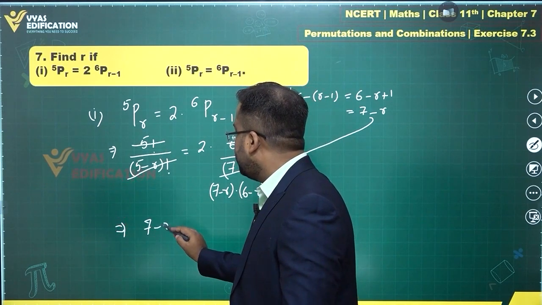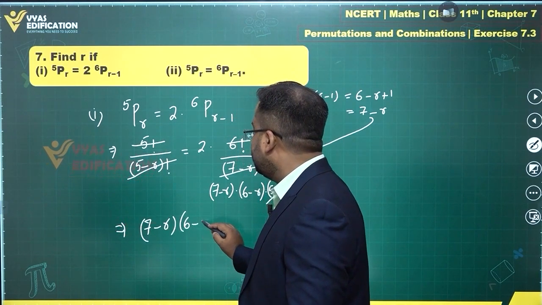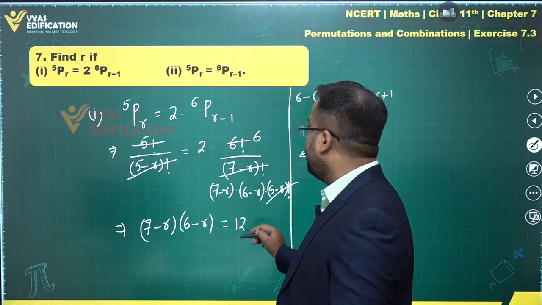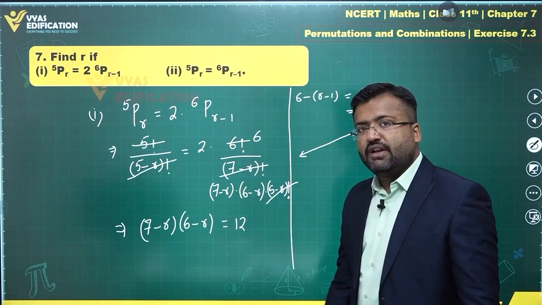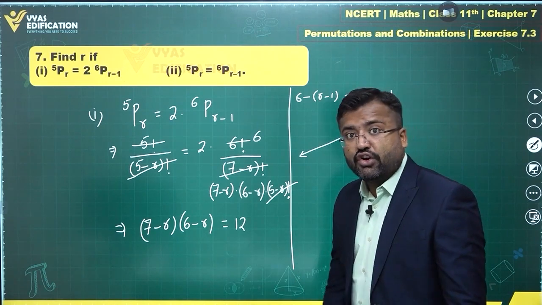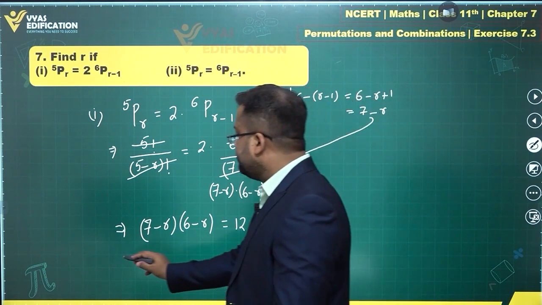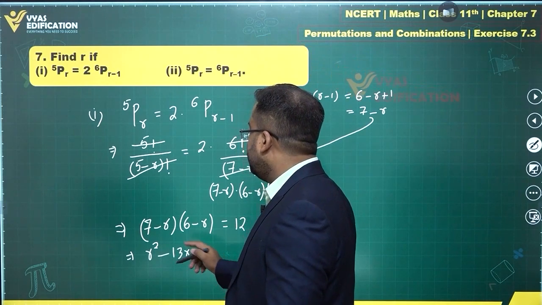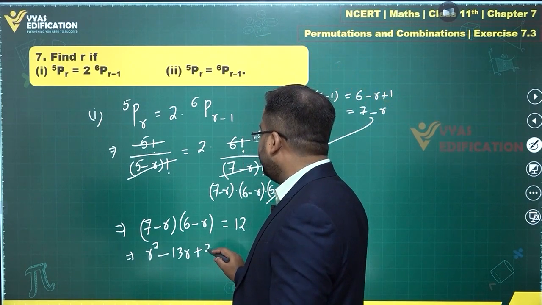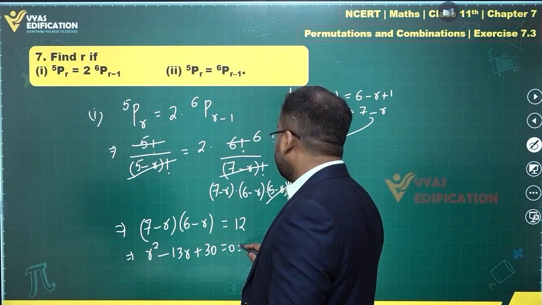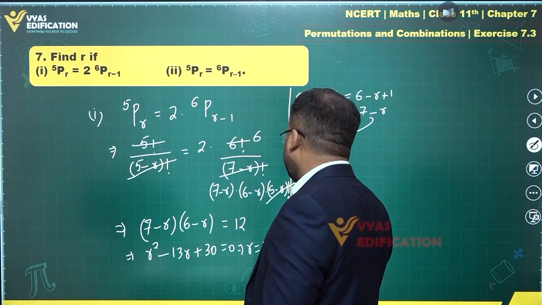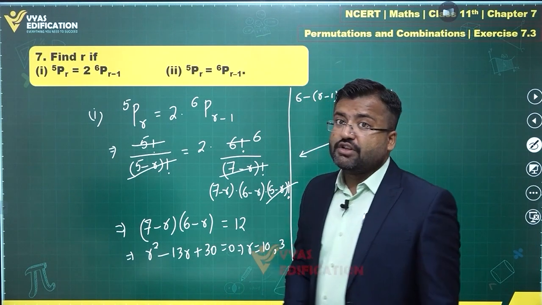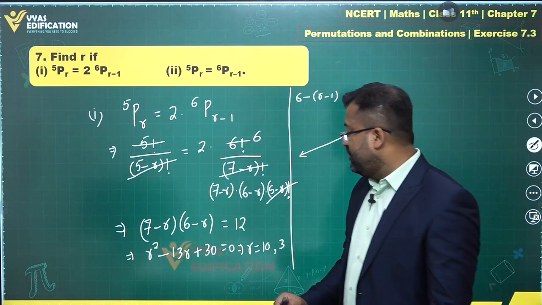So what you get is, this will go over there. This is (7 minus R) times (6 minus R) is equal to 12 over here, since 6 times 2 is 12. Let's multiply, frame the quadratic and get the value of R after this. So this is R square minus 13R plus 42 minus 12, which is plus 30, is equal to 0. This gives me R equals 10 or 3. There are two possibilities of R: R equals either 10 or 3.